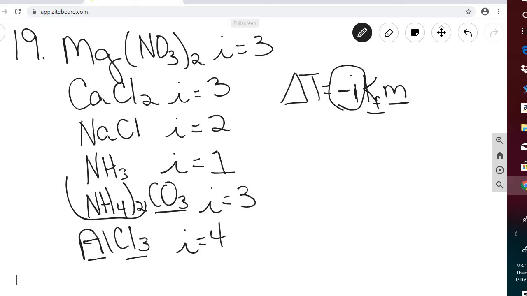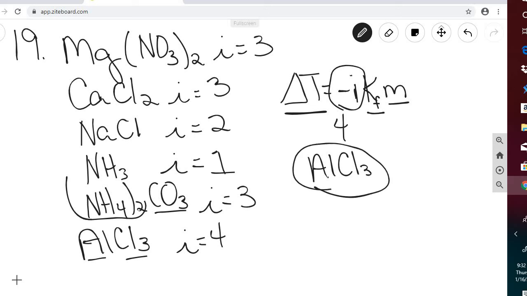So the i that would make this number the biggest and therefore have the lowest freezing point would be an i of 4, which belongs to the aluminum chloride, AlCl3, because it's going to break into 4 ions.